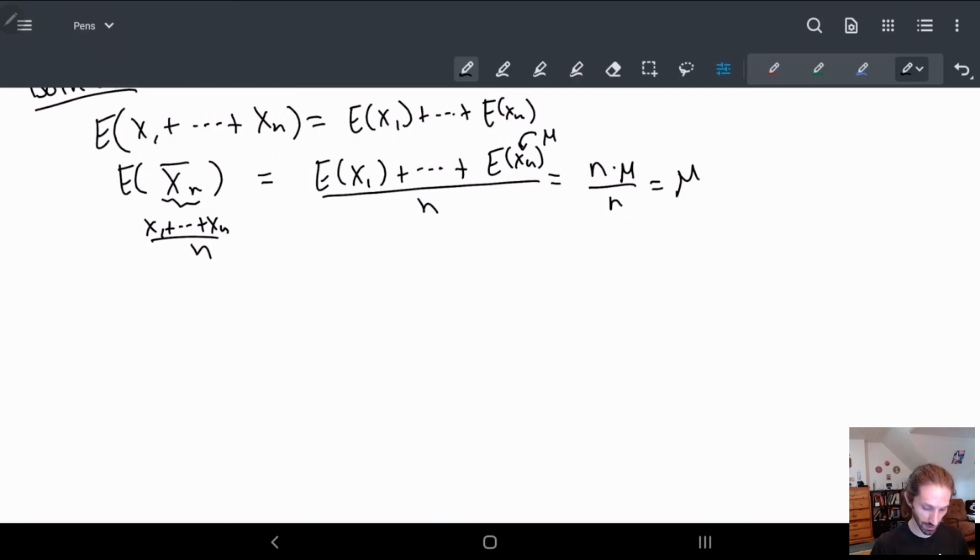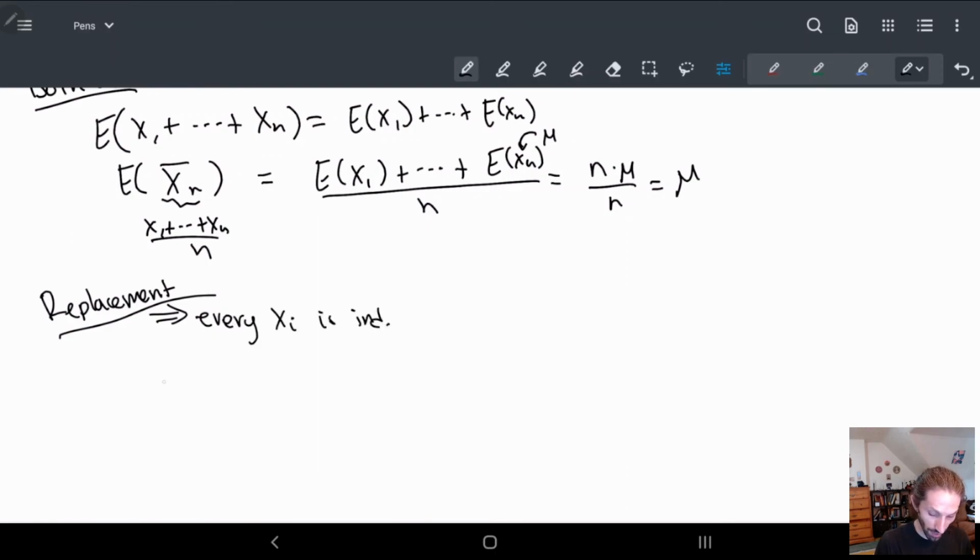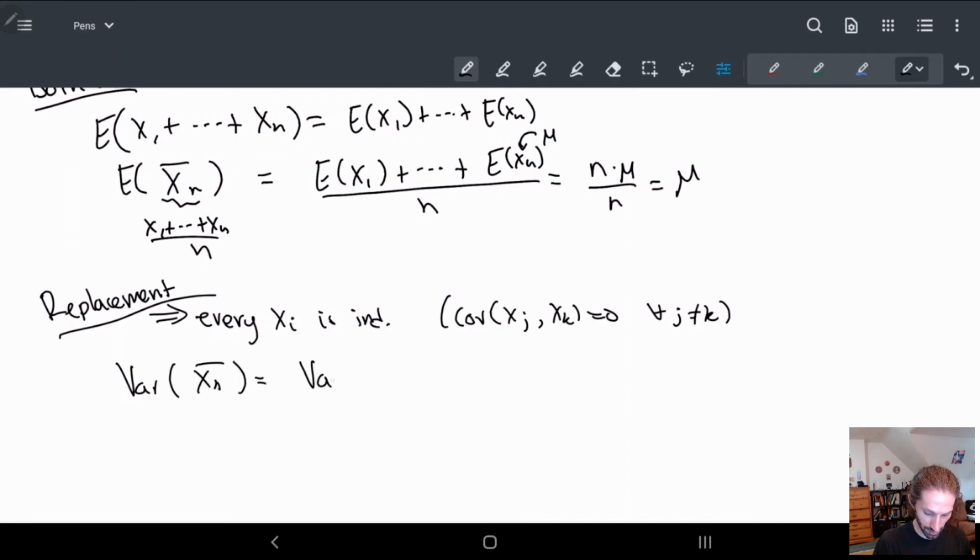Now, in the replacement case, it's really easy, right? If we're always replacing people, basically what that's telling me is every single thing is independent from before. This implies every xi is independent. And so, in other words, the covariance of xj, xk is equal to 0 for all j not equal to k. So the variance of x bar n is the variance of x1 plus xn over n. Here we can pull out the n.